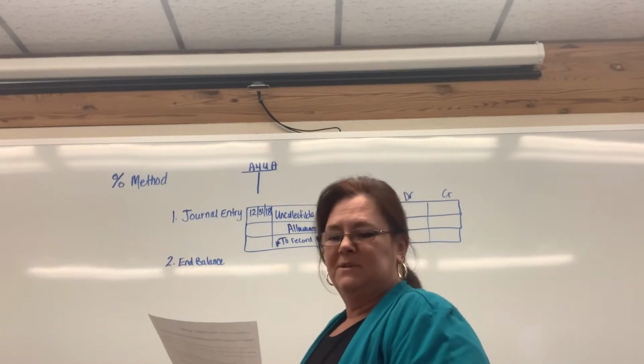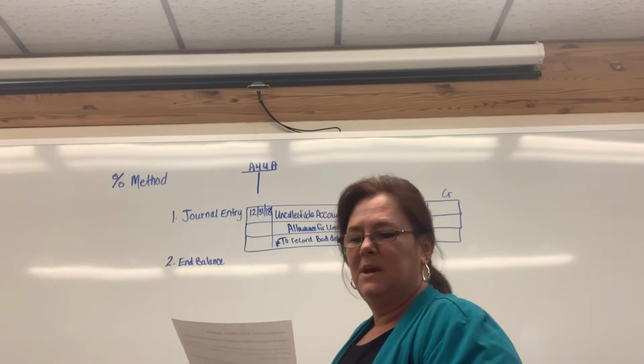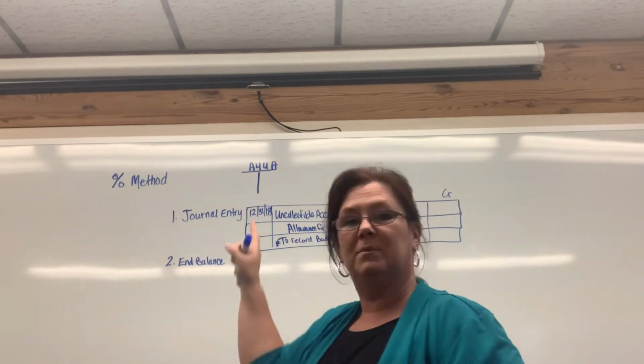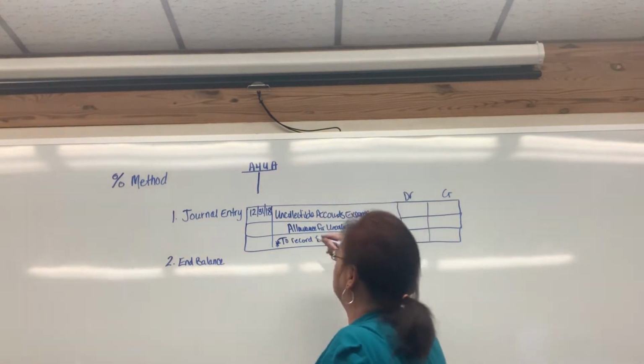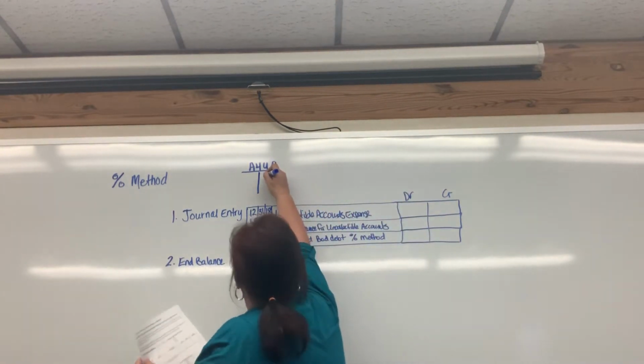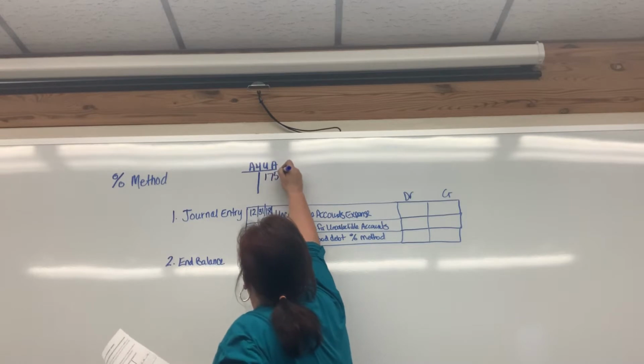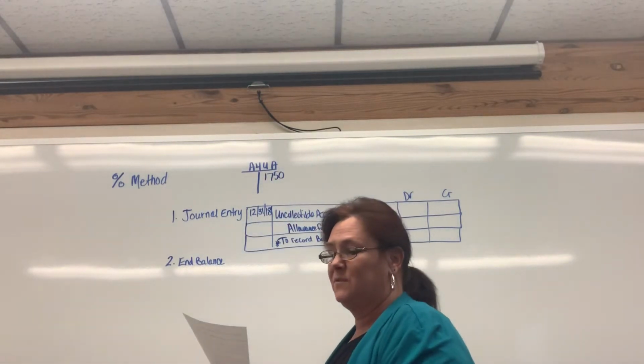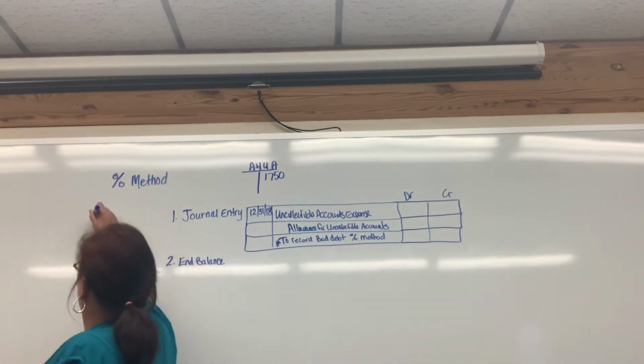Okay, in this example, it says the allowance for uncollectible accounts has a credit balance of $1,750. So we're going to plug that into our T account. We wrote some things down already. It says it's a credit balance, so that's on the right-hand side. All right, and then it says net sales for the year were $85,000. So let's do some basic math.